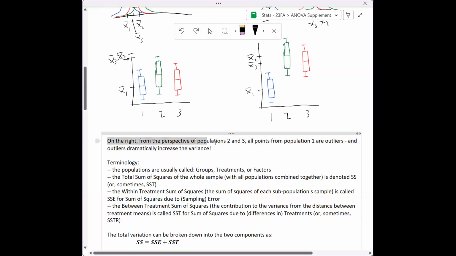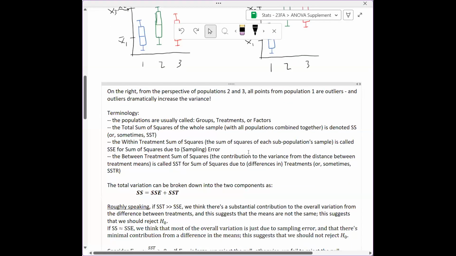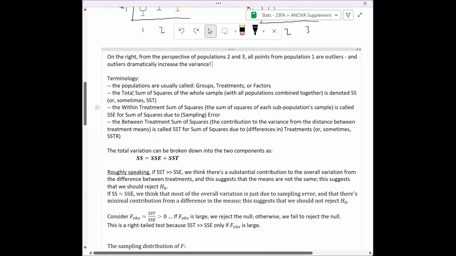Okay, so just to summarize, as I mentioned, on the right, from the perspective of populations 2 and 3, essentially all of the population 1 points are outliers, which dramatically increases the variance. A little bit of terminology.